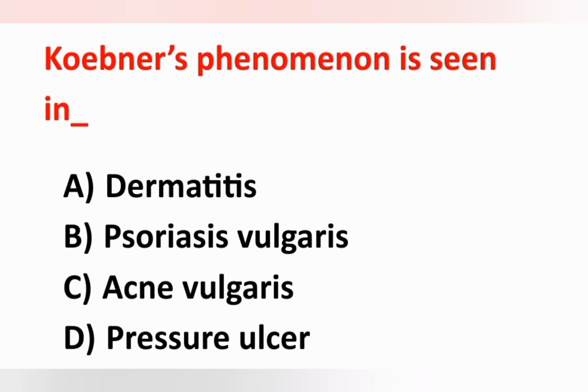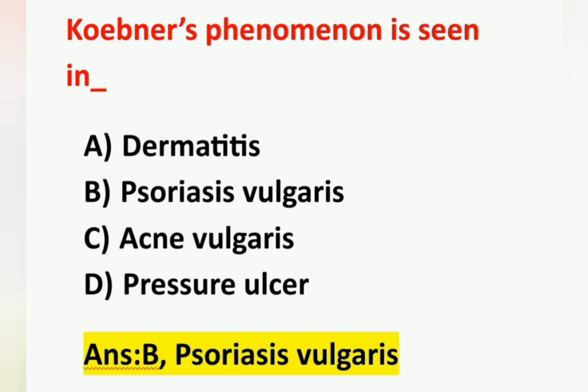The next question, Koebner phenomenon is seen in. Options are option A, dermatitis, option B, psoriasis vulgaris, option C, acne vulgaris, option D, peptic ulcer. Correct answer is option B, psoriasis vulgaris. Koebner phenomenon is associated with psoriasis.